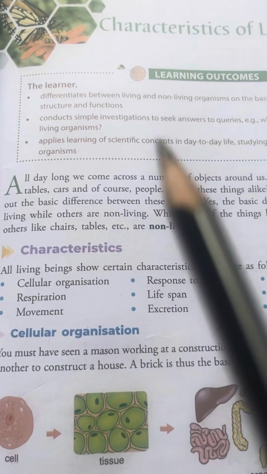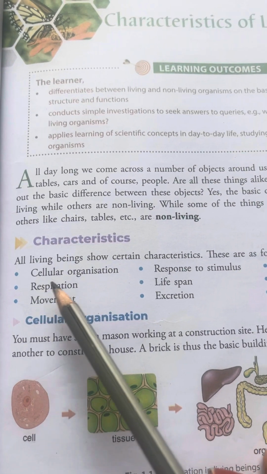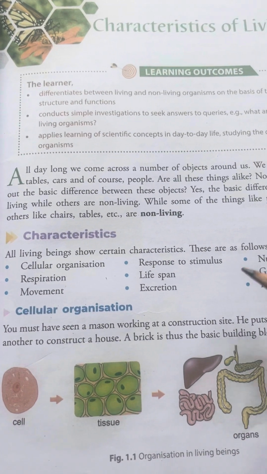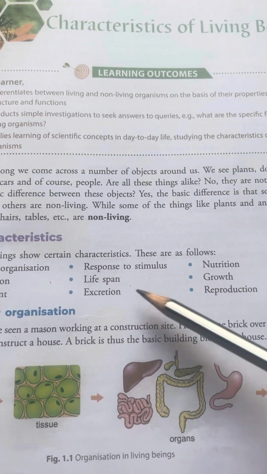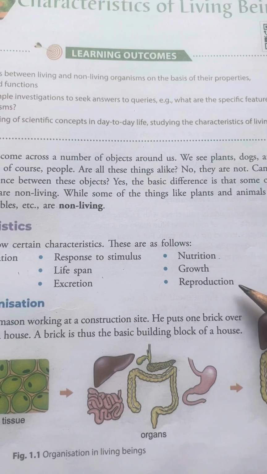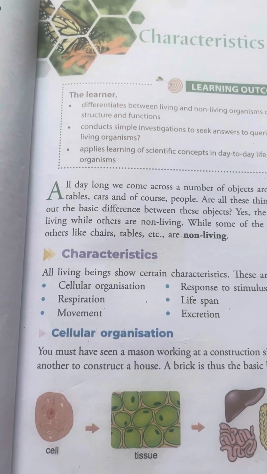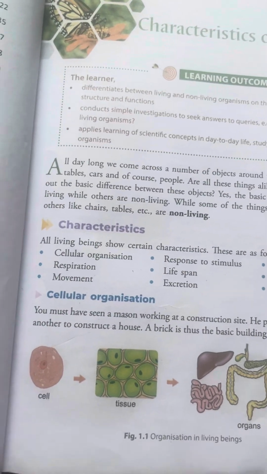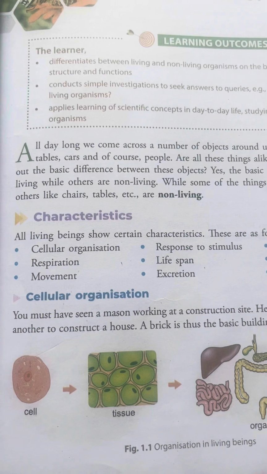So, these are the characteristics of living beings: cellular organization, respiration, movement, response to stimulus, lifespan, excretion, nutrition, growth, and reproduction. So what is cellular organization? The proper structure, the proper system of the cells is called the cellular organization.